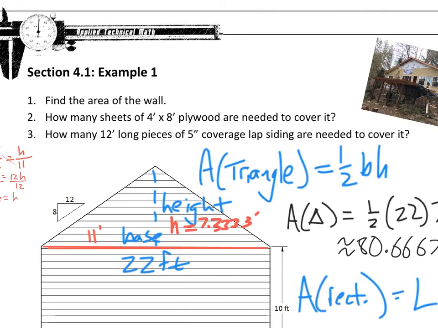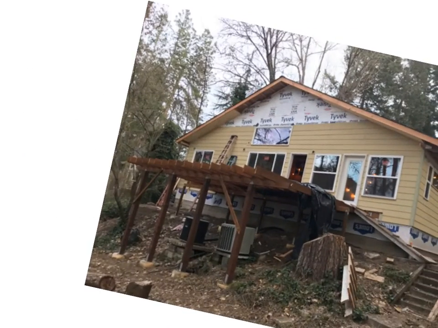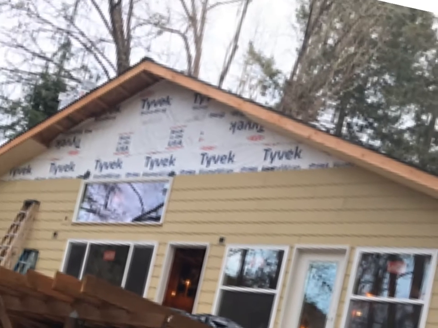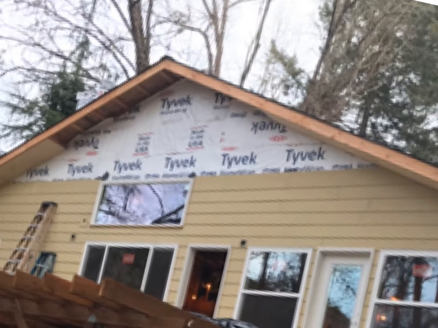All right. So now one more question is this. How many 12-foot long pieces of siding do we need if it has a 5-inch coverage lap siding? Okay, so what does that mean? Well, these boards here, and it's kind of fuzzy in that picture, especially when I zoom in, but these boards cover a certain amount. So what we're saying here is that this is 5 inches.